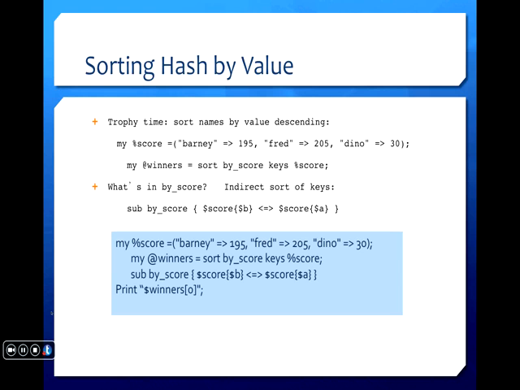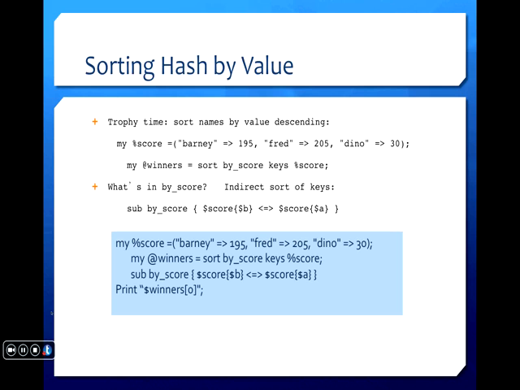How about the example we mentioned in the hash, where the key is the name. In this case we have Barney, Fred, and Dino, and the values are the numbers 195, 205, and 30. And we'll say this is a bowling game, and the number represents how many times they won the trophy. Here, as we can see, Fred has the highest number, so we want to sort to find the highest number. So here I am saying, okay, call the sort function and then call the subroutine that makes the comparison, named by_score.